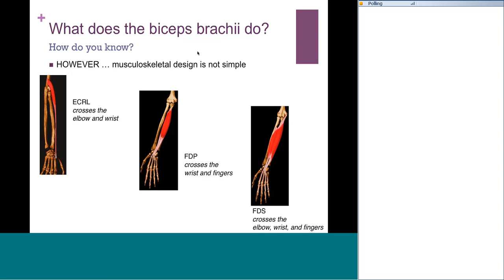The extensor carpi radialis longus, which crosses the elbow and the wrist, is considered a primary wrist extensor. The FDP, the flexor digitorum, crosses the wrist and the fingers. The FDS, another finger flexor, crosses the elbow, the wrist, and the fingers. And in none of these have I even mentioned the fact that the forearm rotates, and they may or may not contribute to that degree of freedom as well.